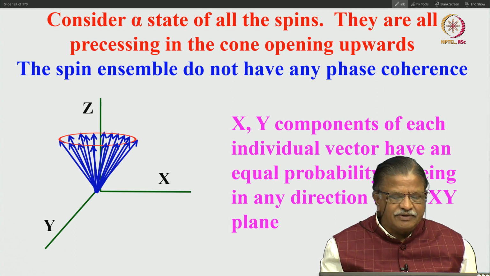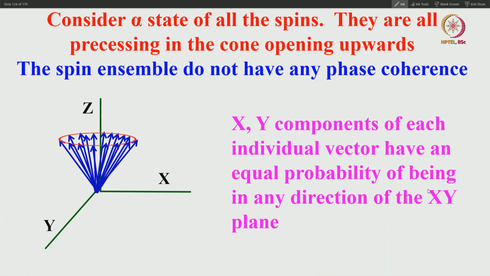Now what we will do is, we will resolve the vector. The magnetic moment is a vector, mu is a vector, I told you. We will resolve them into three components, x, y and z. A vector can be resolved into three components. Now the nuclear spins, the magnetic moments are precessing like this along the z axis, in the direction of the magnetic field, which is assumed to be along the z axis.